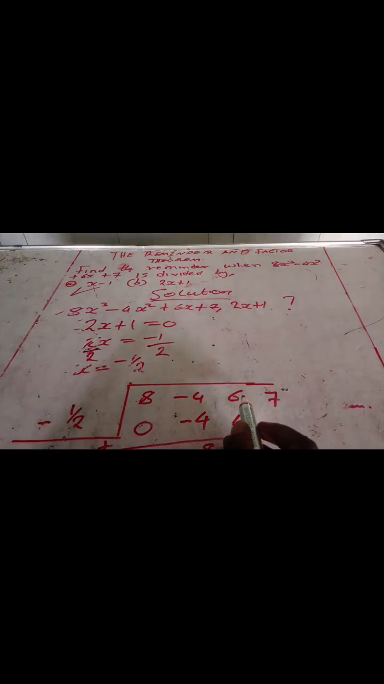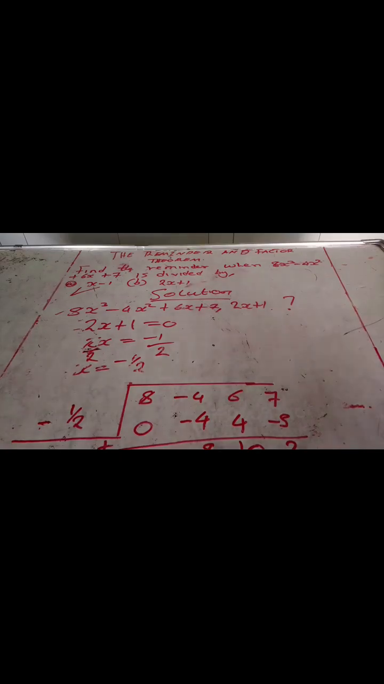So 6 plus 4 will give us 10. So negative half multiplied by 10 will give us negative 5. 7 plus negative 5 is 2. Remember, the last number is our remainder.